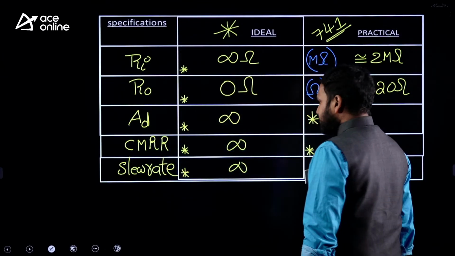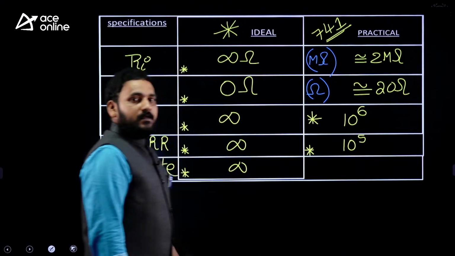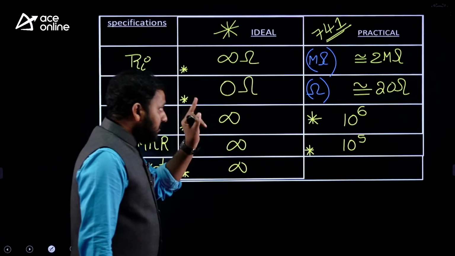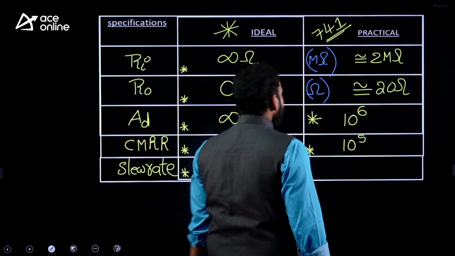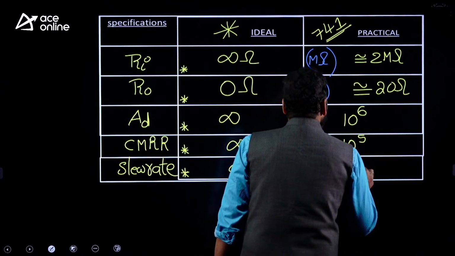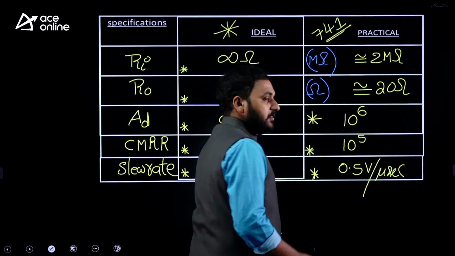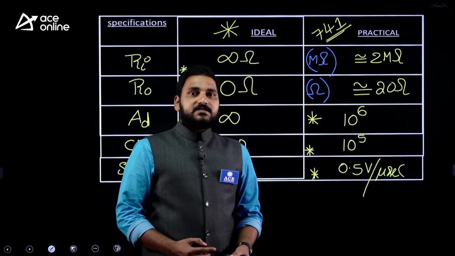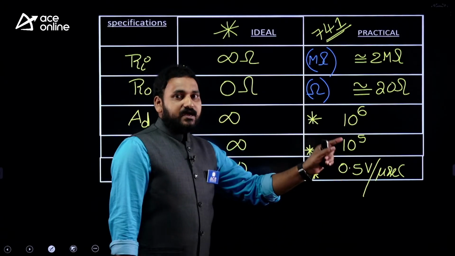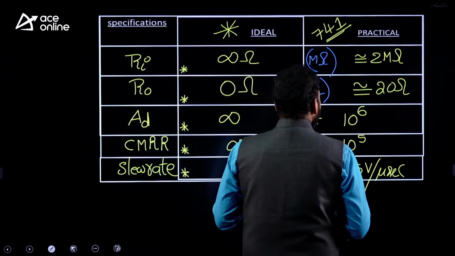CMRR, common mode rejection ratio, is 10 to the power of 5. And if you see the slew rate in different textbooks, the values are given in different ways, but for 741 using transistor, the value is 0.5 volts per microsecond. By using JFET, junction field effect transistor, its value is 10 volts per microsecond. For MOSFET, 100 volts per microsecond. But you remember only this, 0.5 volts per microsecond.